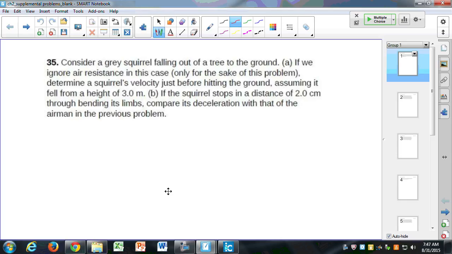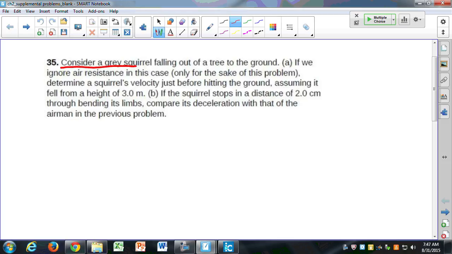So let's see. The first thing whenever you encounter these problems, you just want to write down everything that you know. Right? And sometimes things are stated explicitly, and sometimes they're not stated explicitly. So let's just sort of go through. I have a gray squirrel falling out of a tree to the ground. What can I glean out of that statement? A couple different things that I can pull out of that statement. They're not stated explicitly, but I can assume them to be true.